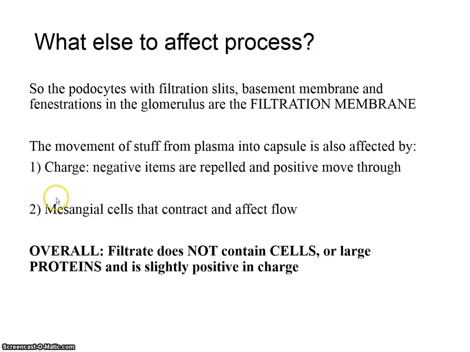And then there are these mesangial cells that surround the glomerulus, and they help to contract and squeeze a little bit. That affects flow, and they relax a little bit. So they're an added factor. I'm not going to test you on these concepts here. Just read them in your book, and they are something that you need to know about, but not be tested on. I said overall, very important here, filtrate does not contain cells or large proteins, and it is slightly positive in charge.